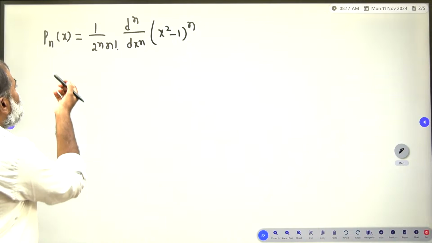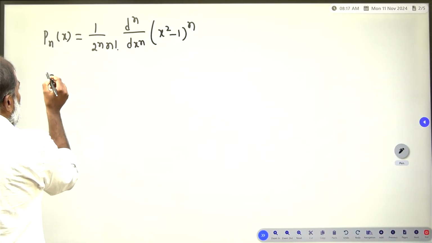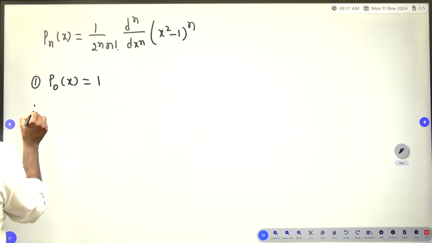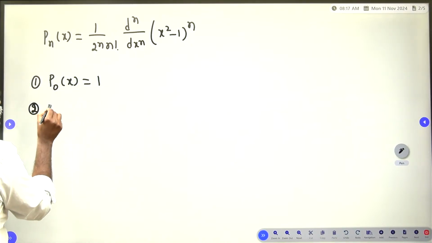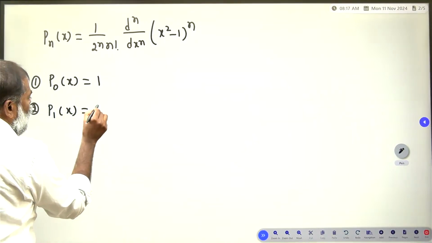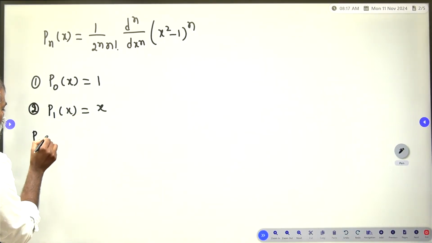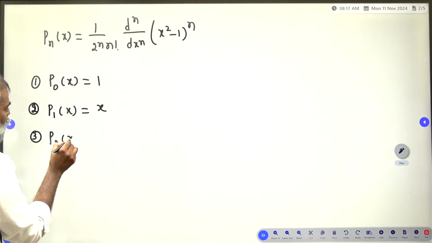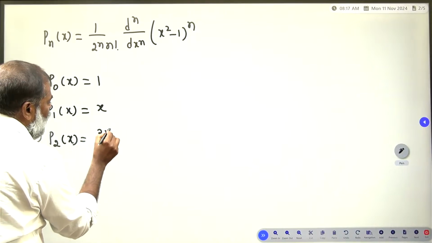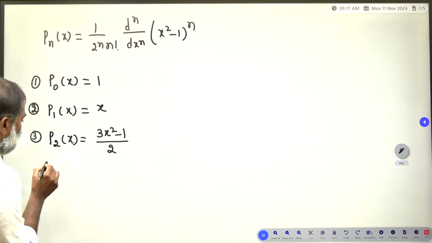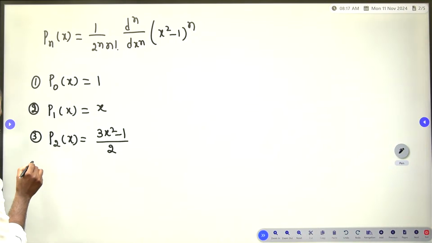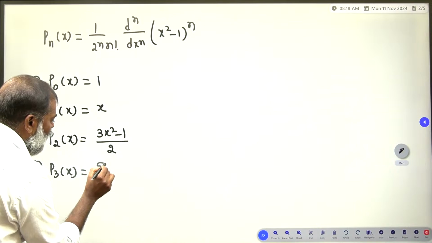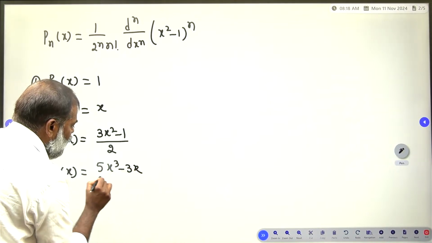By using this principle, suppose n is equal to 0, you have P0 of x is equal to 1. P1 of x is equal to x. The third one, P2 of x, is equal to 3x square minus 1 divided by 2. The fourth one, P3 of x, is equal to 5x cube minus 3x divided by 2.